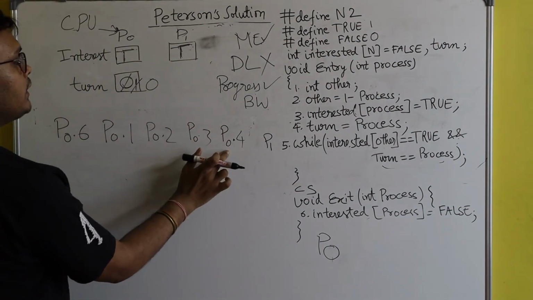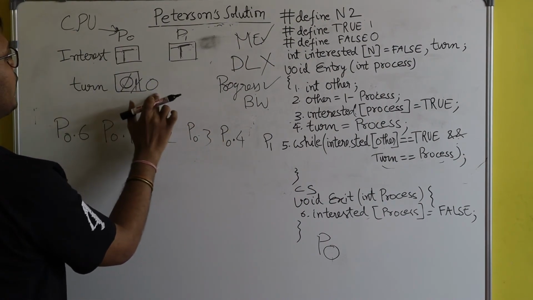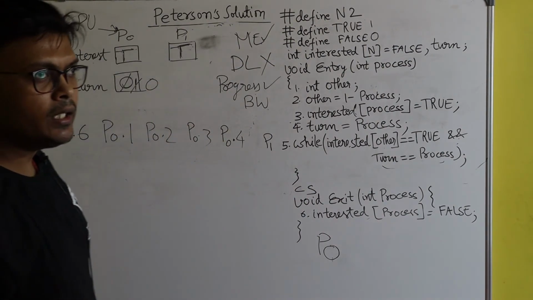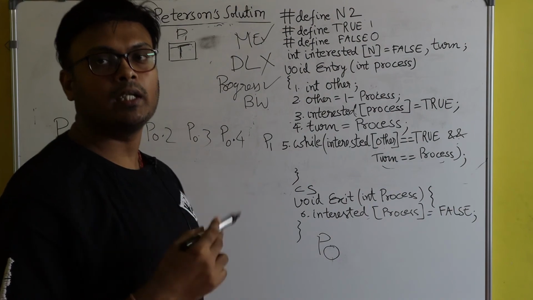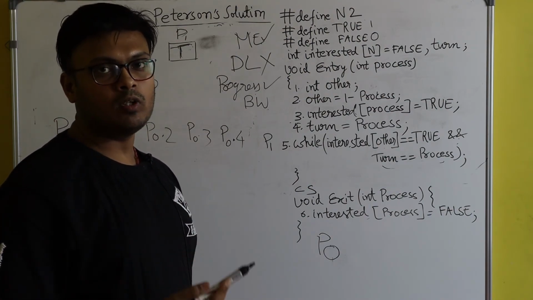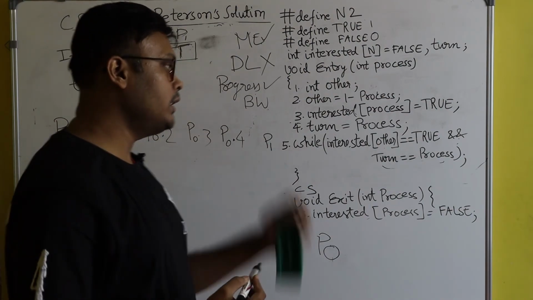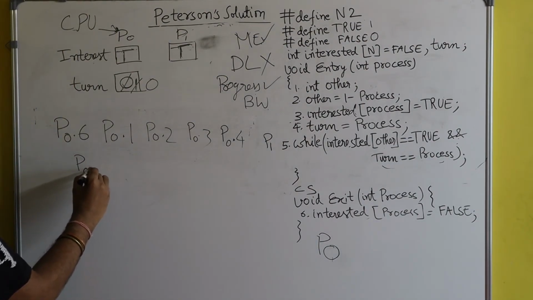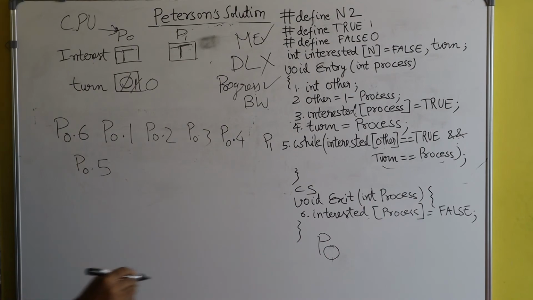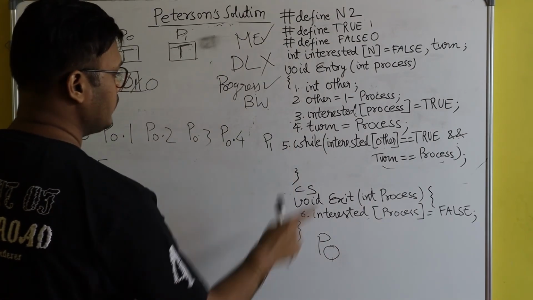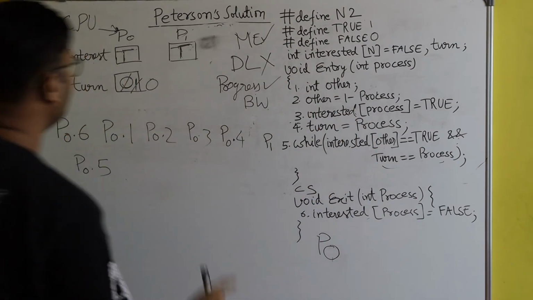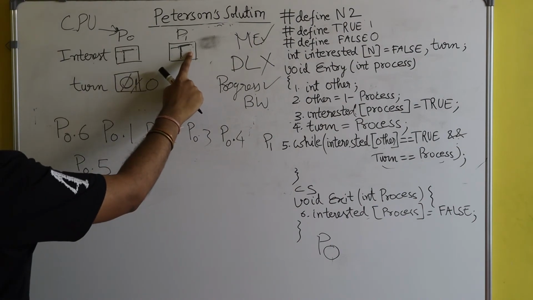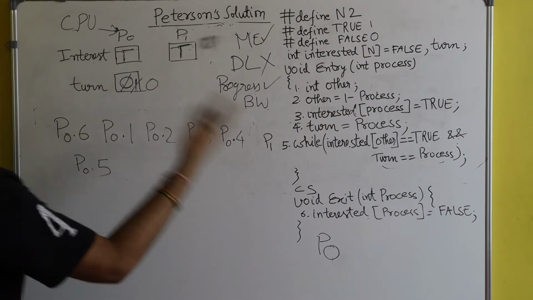It means what? P0 is the last process which set the turn value. So definitely P0 will wait. Okay, let's see. Now P0 will execute line number 5. Interested of other is true. Yes, P1 is interested. That's true.